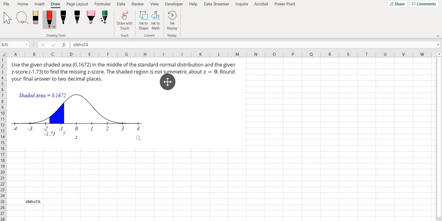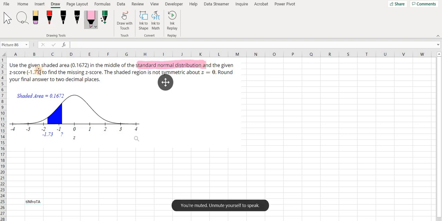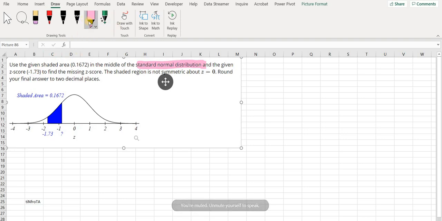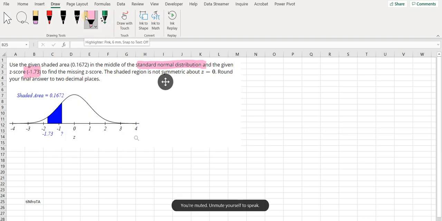This is the exam review, part 3. This is question number 10. Use the given shaded area, which is 0.1672 in the middle of the standard normal distribution. I don't care, to be honest, if it's in the middle or not. And the given z-score is negative 1.73. We want to find the missing z-score, which is this one right here.